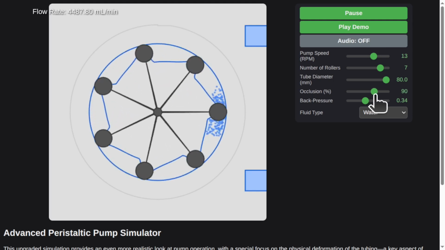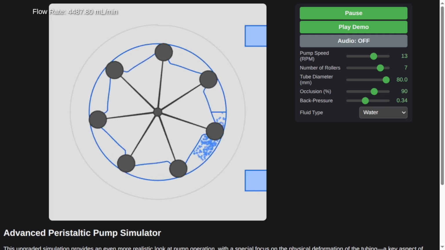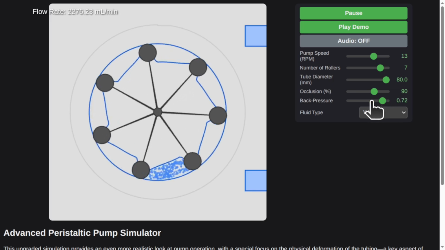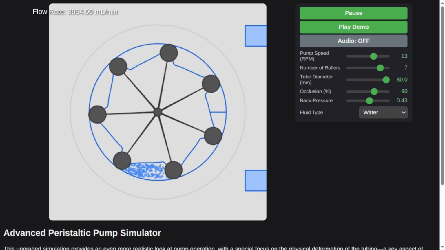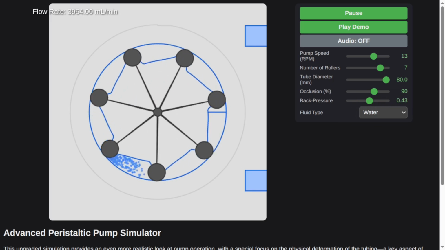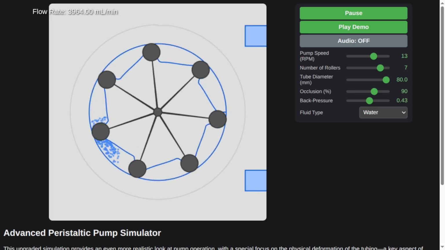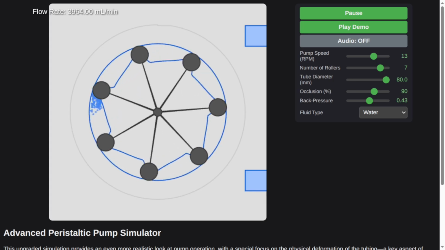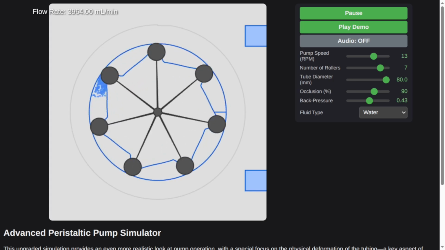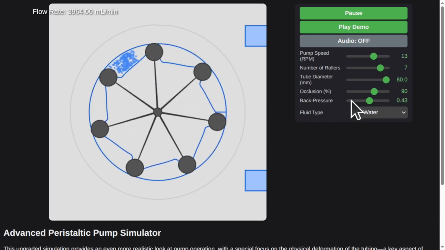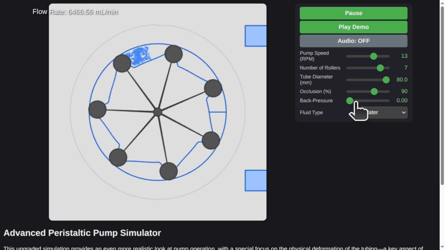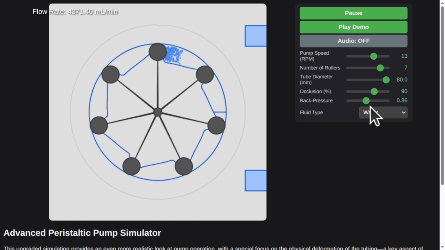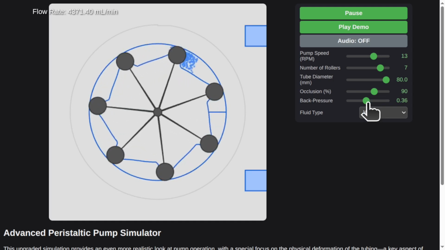In the code, back pressure is implemented as a force that slows down the fluid particles, particularly in specific zones of the tube, but it does not alter the geometry or positioning of the rollers relative to the tube wall. The roller's interaction with the tube remains consistent regardless of the back pressure setting, as their role is to compress the tube and push the fluid forward. Okay, so the main question is, how should the change of the back pressure value affect the visualization of the whole peristaltic pump simulation?